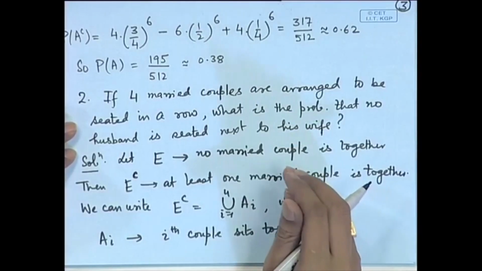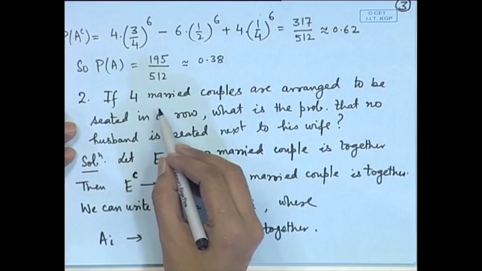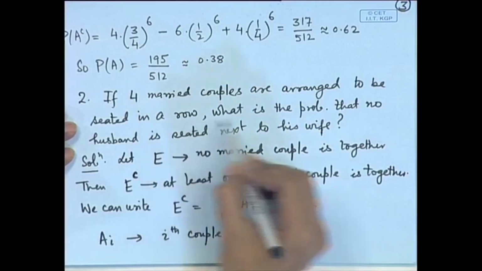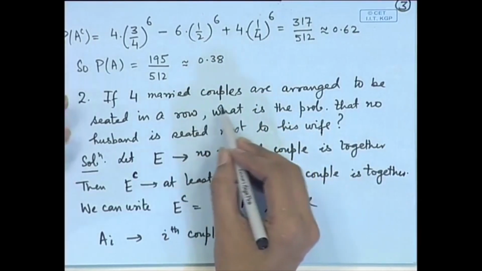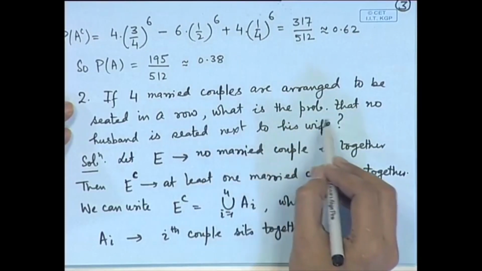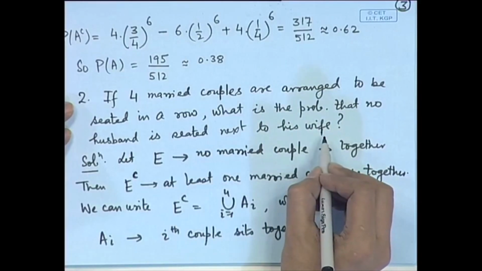Let us look at one more application of this general addition rule. If 4 married couples are to be seated in a row, suppose there is a long table where these 8 persons, who are basically 4 married couples, are to be seated, what is the probability that no husband is seated next to his wife?